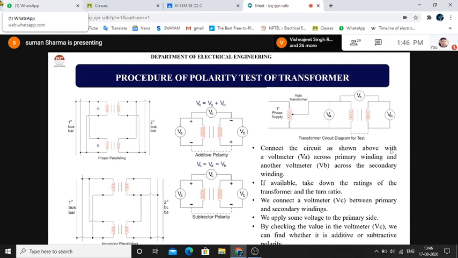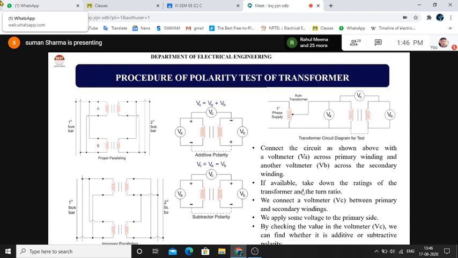So VC will read either the addition or the difference of the two voltages. Now connect the circuit as shown, with voltmeter VA across the primary winding and voltmeter VB across the secondary winding. If available, take down the readings of the transformer and the turns ratio. Turns ratio is nothing but V2 by V1. If you are given the voltage ratio or turns ratio, you can tell whether it is a step up or step down transformer.